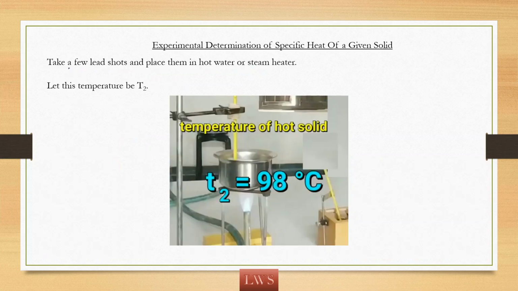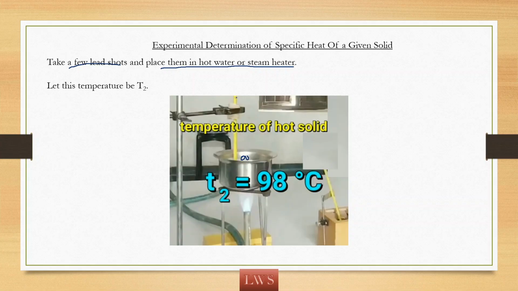Now what I am doing, I am taking a few lead shots. This is our solid material, and I am placing them in a hot water or steam heater. I have a bowl filled with water, and I am heating that water with the help of a burner. In this hot water I am placing our lead shots so that they will also get heated.